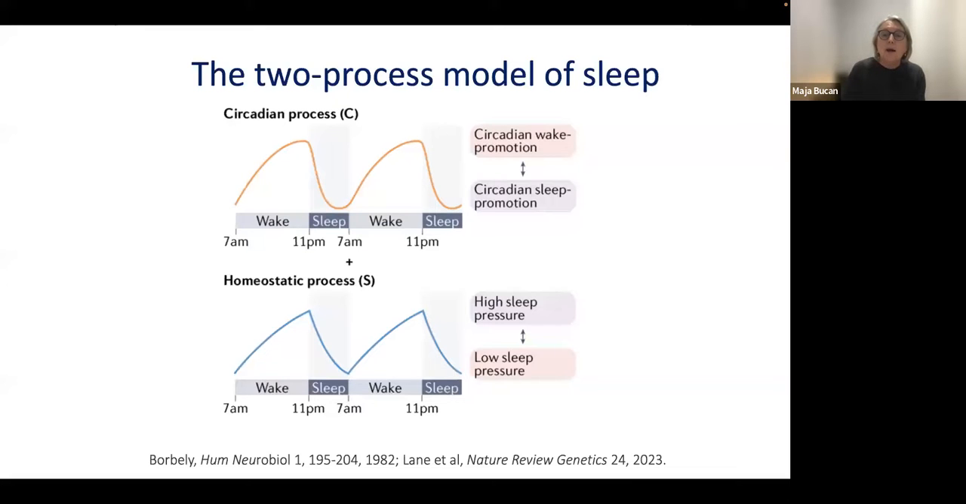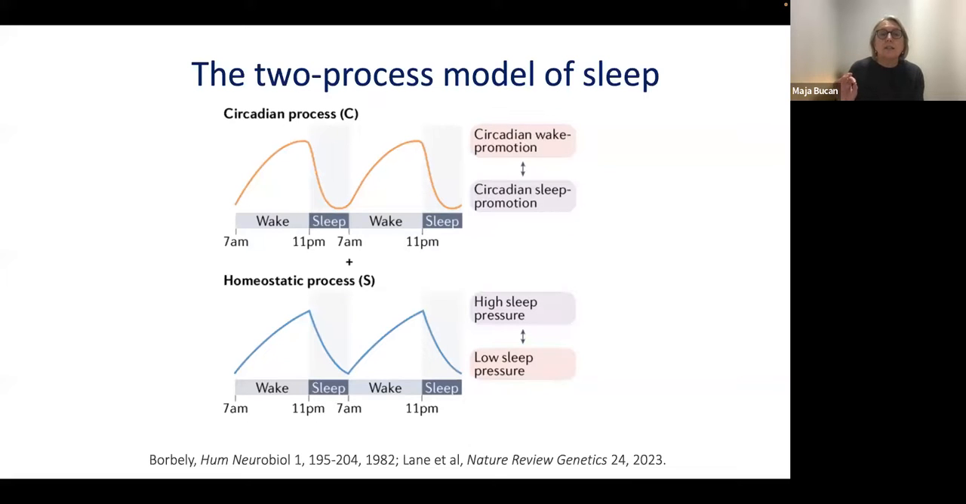We know a lot about genes that control circadian rhythms. And in fact, several years ago, a Nobel Prize was given to researchers who studied this process in fruit flies. Less is known about genes that control the homeostatic process. However, based on studies in model organisms, we have a very comprehensive list of approximately 120 genes, which when mutated, lead to sleep and circadian disturbances in model organisms, and in some of them also validated in humans.